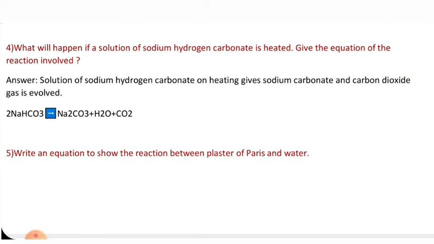Fourth one. What will happen if a solution of sodium hydrogen carbonate is heated? Give the equation of the reaction involved. The solution of sodium hydrogen carbonate on heating gives sodium carbonate, and carbon dioxide gas is evolved.